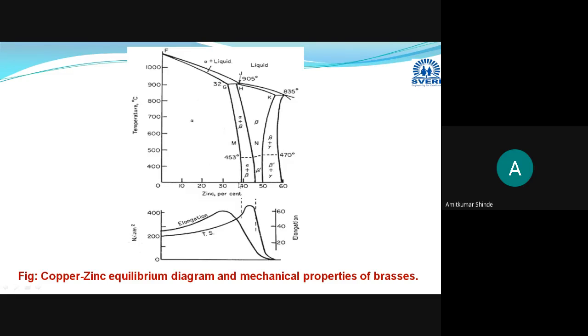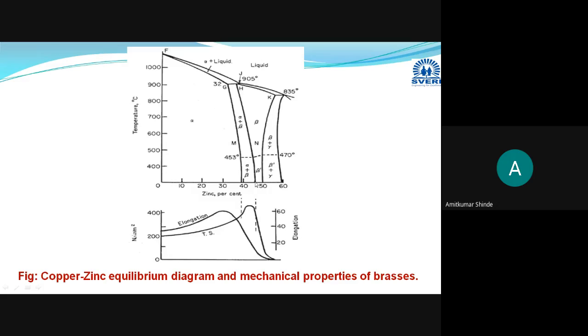And you have to explain that up to 38%, the equilibrium solubility limit is 38% of zinc, and up to that 38% of zinc only one phase is there, that is alpha. And when the amount of zinc goes above 38%, a new phase beta will appear, and this beta will exist in two forms. One form is ordered and another form is disordered, depending on the temperature. Above 453 degrees Celsius, beta is in disordered form, and below 453 degrees Celsius, beta is in ordered form.